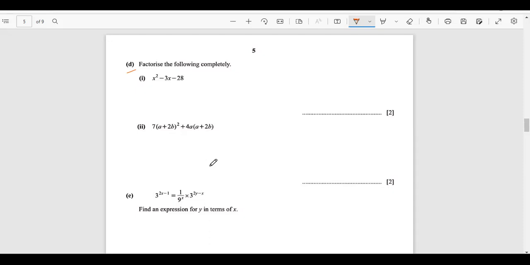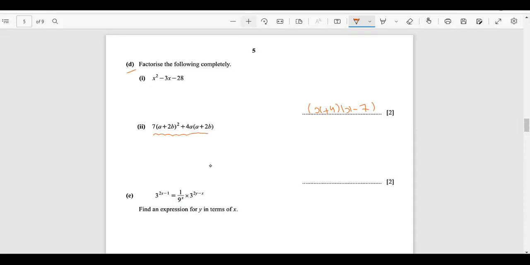Okay, that is correct. So we will do it by middle term breaking. And this is going to give us x plus 4 into x minus 7. Very good. Okay. Yes, I want all of you to try this out. Now we need to factorize this.